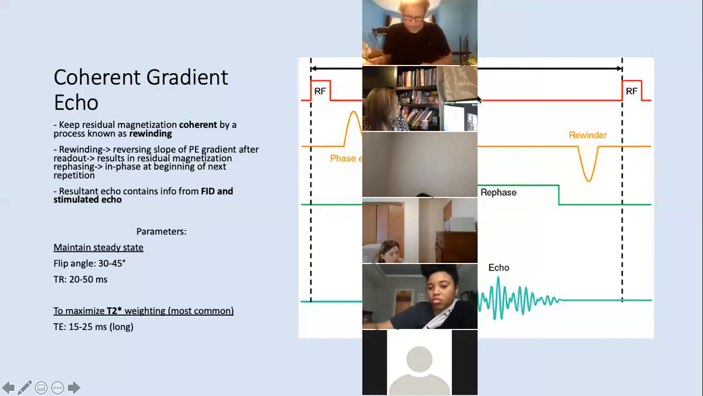Is it that we want it to be long so that we can rewind and get both of them? No, you want it to be long to maximize the T2 decay effect. So you want to have a long TE, just like with any other T2 weighted image. It's to basically maximize the contrast between those tissues as they decay.